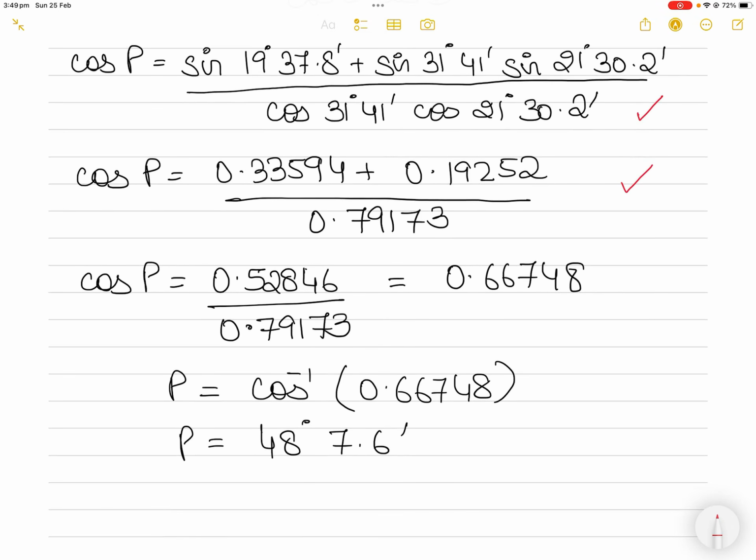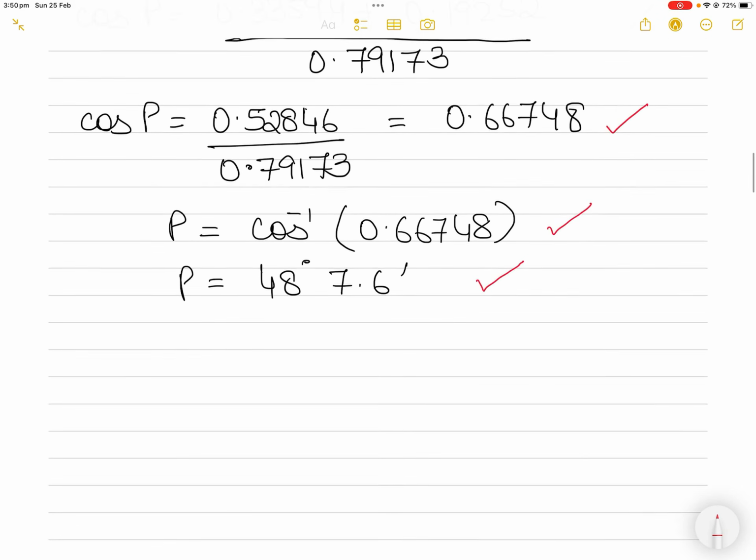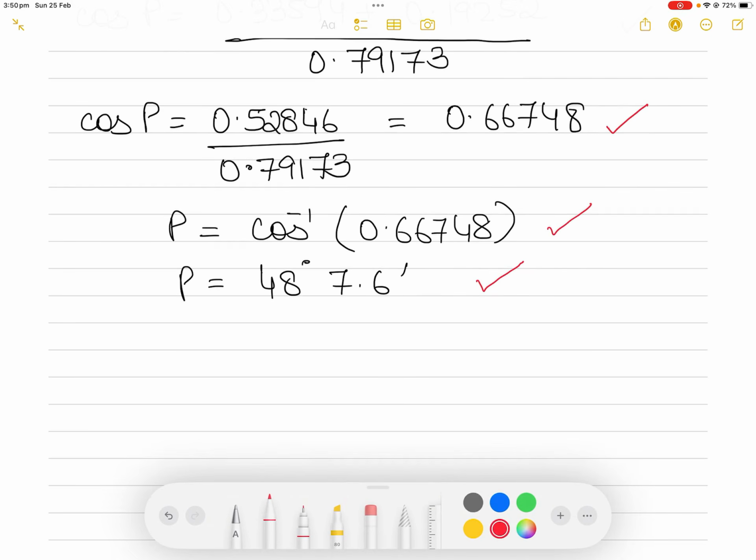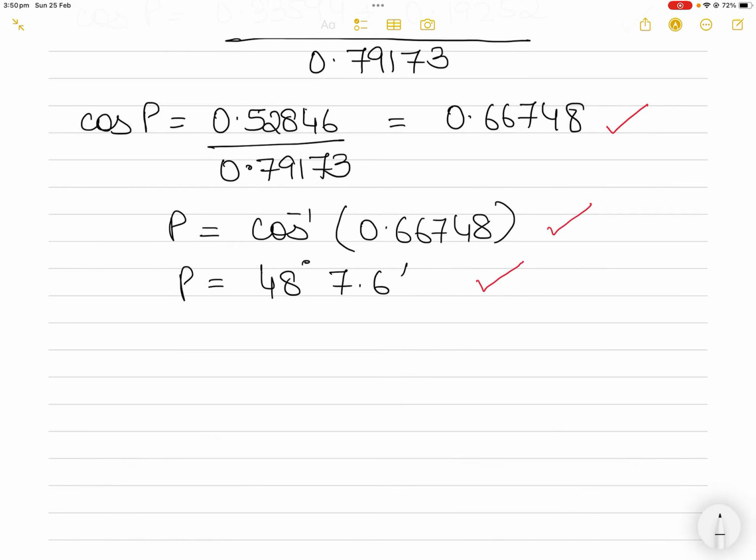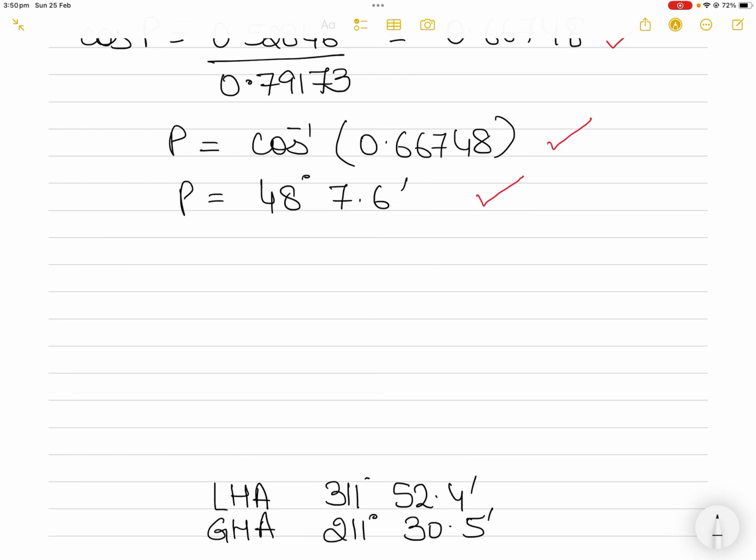So once you get cos P equals 0.66748, shift cos inverse, your P value should be 48 degrees 7.6 minutes. Now in this case, students get confused: is this P or is this LHA? The only way to solve it is by using a diagram. When you solve using a diagram, you get the correct answer and you figure it out.